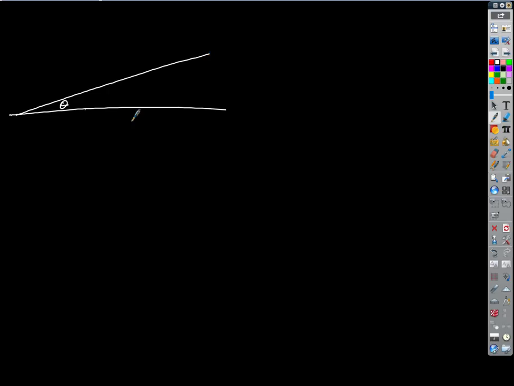Once again, this is the banking angle theta. We've got a gravitational force acting straight down, and we've got a normal force acting up at an angle. Now, this is a right angle, and this is a right angle.